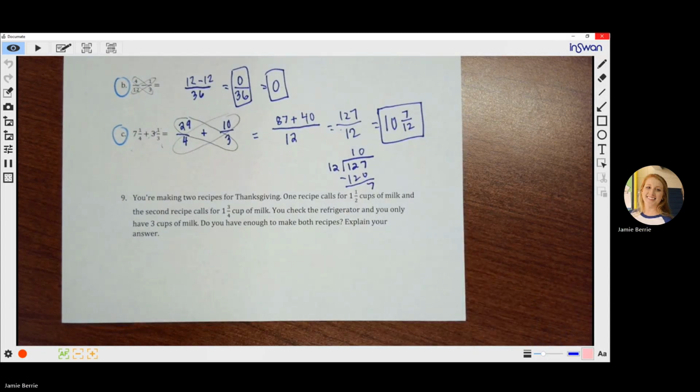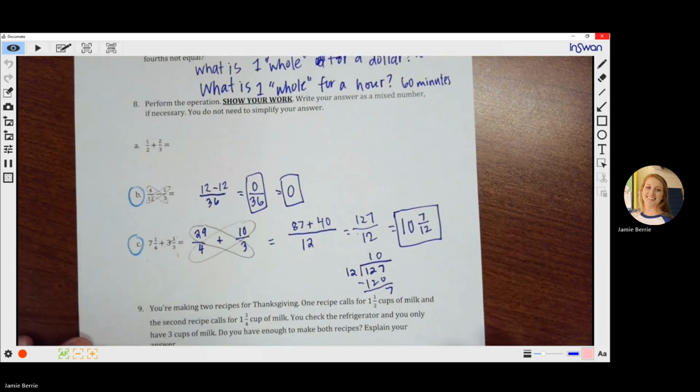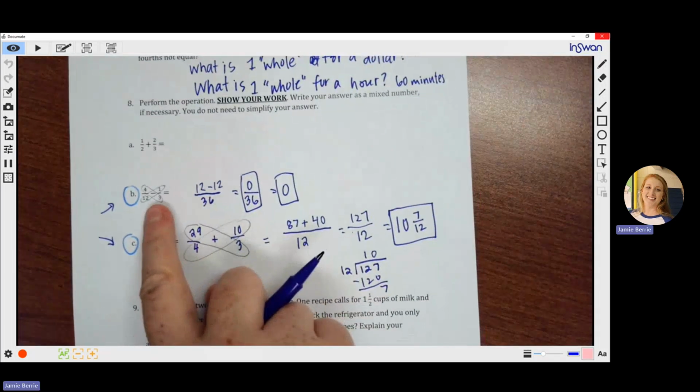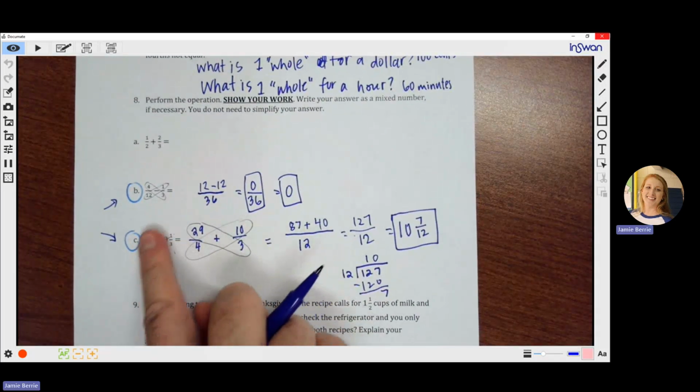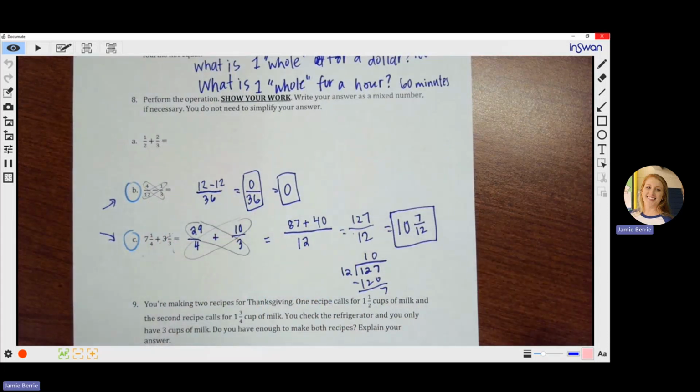Number 9. Oh, I forgot to tell you which one of those would be on the test. Let's say B and C. This one covers subtraction. This one covers mixed numbers and addition. So I like that combination.